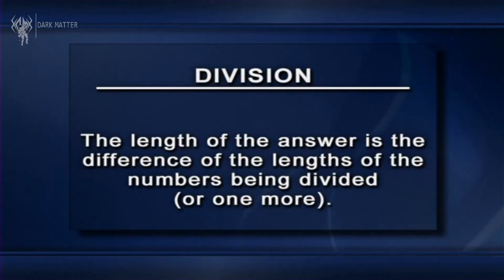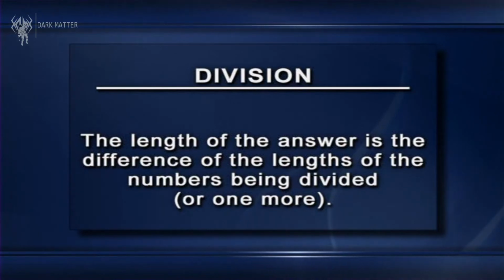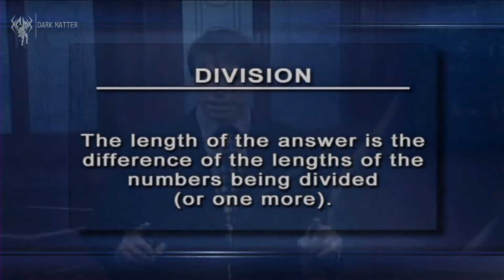The rule for division is a lot like the rule for multiplication. The length of the answer is the difference of the lengths of the numbers being divided, or one more. This is sort of like the opposite of the multiplication rule. In the multiplication rule, the length of the answer was the sum of the lengths, or possibly one less. When we do division, the length of the answer is the difference of the lengths, or possibly one more.